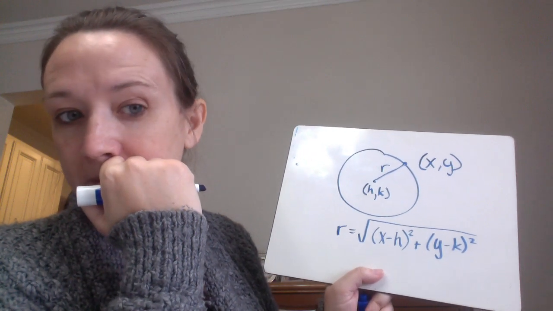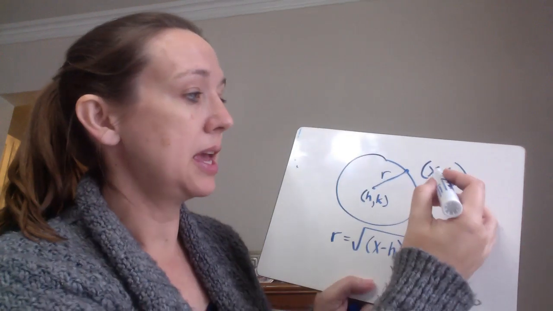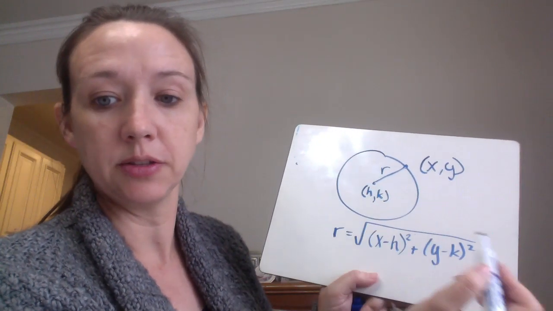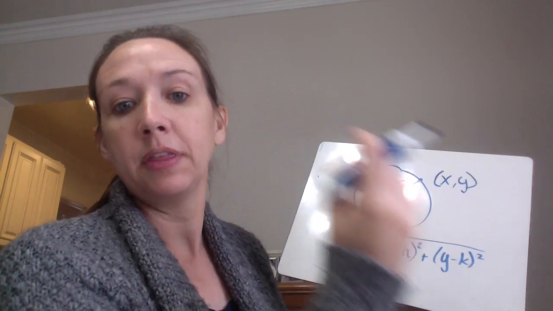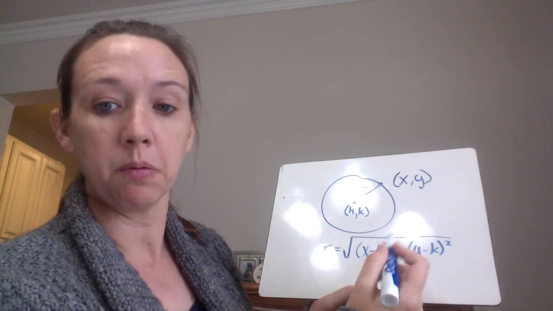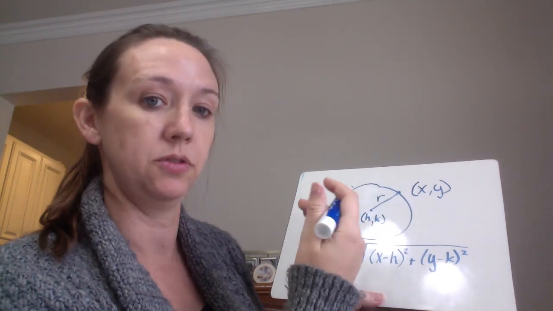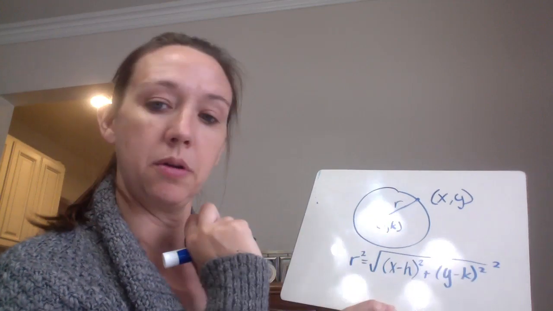How are we doing with that? Is that okay? Do you see where every piece came from? So the x is our x2, and the h is our x1, and we subtracted those and squared them. It's just the distance formula. Now, the standard form for the equation of a circle, instead of having the square root in there, because the square root can be a little bit cumbersome, that means difficult to deal with, they're going to square both sides to get rid of that square root.